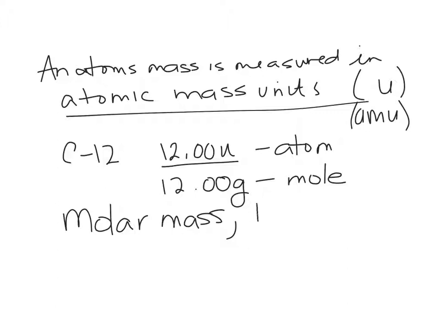The symbol is a capital M, and the units are going to be grams per mole. So in the periodic table, the units for your masses are going to be grams per mole, because we're either talking about a mole of atoms, or it's going to be U for 1 atom.